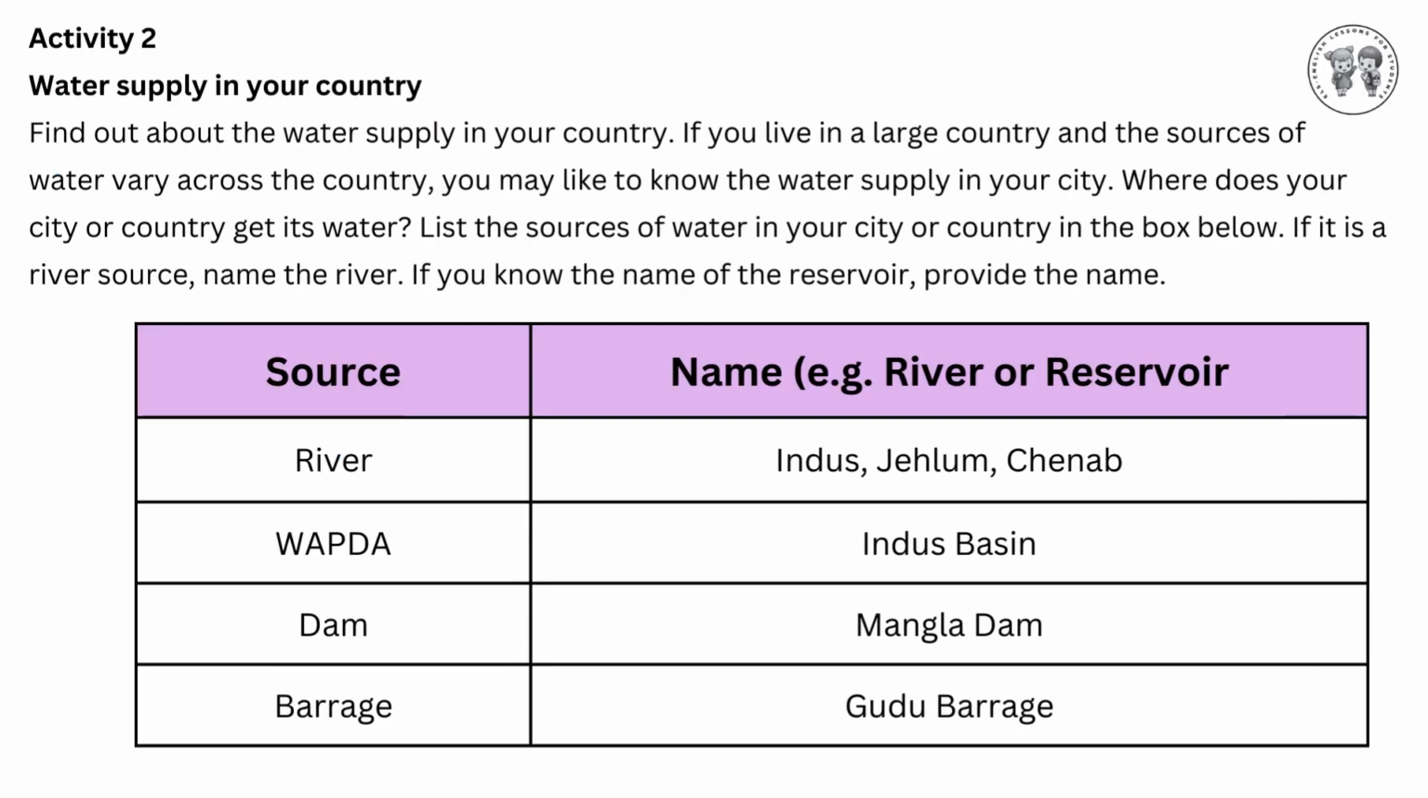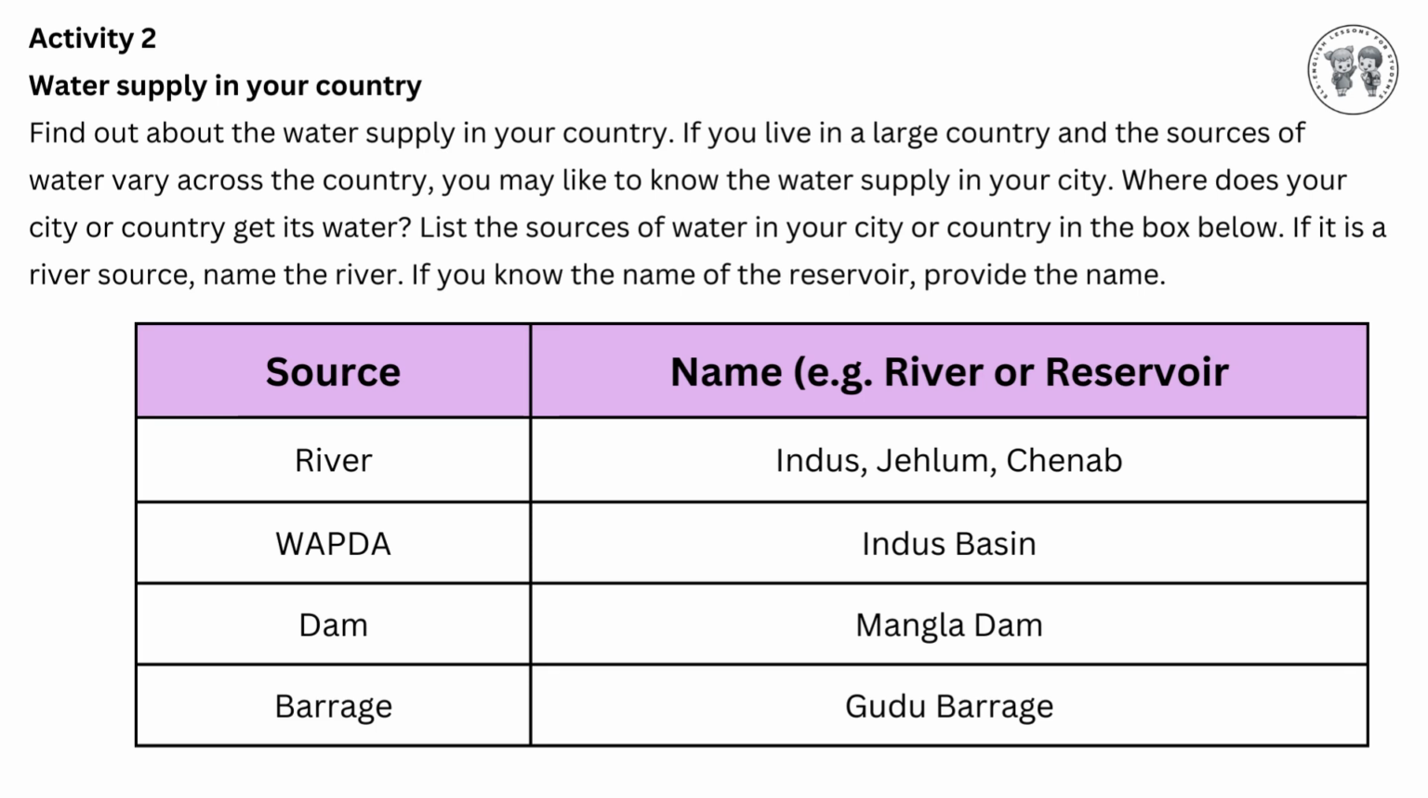Activity 2. Water supply in your country. Find out about the water supply in your country. If you live in a large country and the sources of water vary across the country, you may like to know the water supply in your city. Where does your city or country get its water? List the sources of water in your city or country in the box below. If it is a river source, name the river. If you know the name of the reservoir, provide the name. Source name, e.g. river or reservoir.